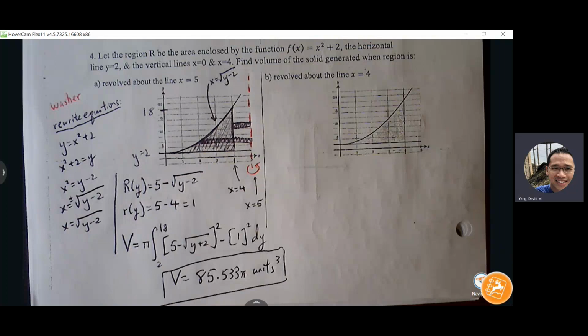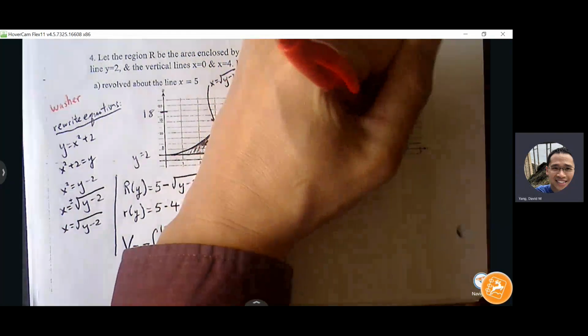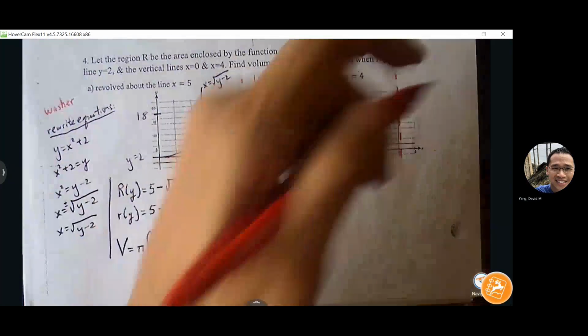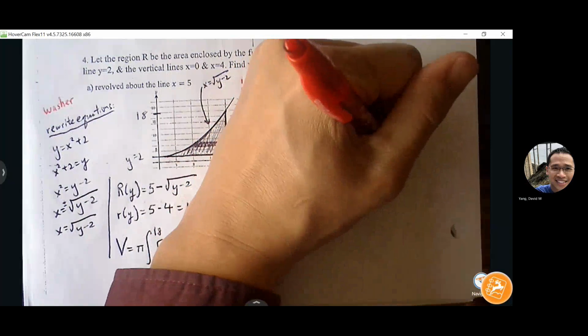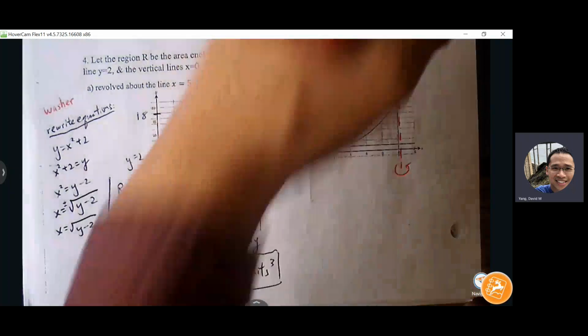Okay, part B, same shaded region revolving around the line x equals 4. Disk or washer? What do you guys think? Disk, yeah. The shaded region is a flat surface against the dotted line, so.